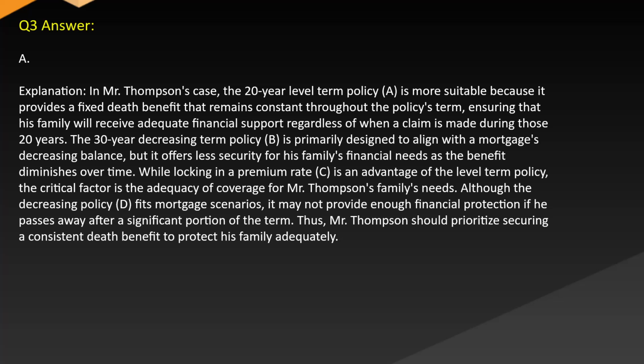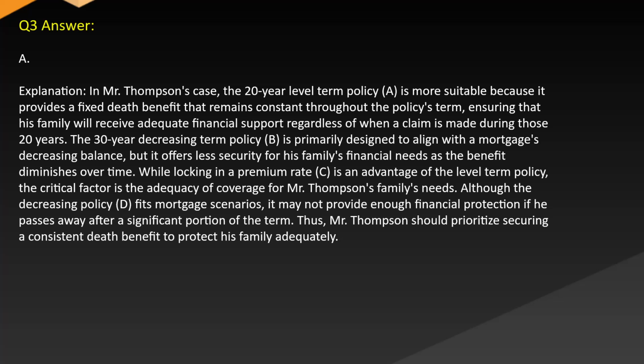Answer A. Explanation. In Mr. Thompson's case, the 20-year level term policy (A) is more suitable because it provides a fixed death benefit that remains constant throughout the policy's term, ensuring that his family will receive adequate financial support regardless of when a claim is made during those 20 years. The 30-year decreasing term policy (B) is primarily designed to align with a mortgage's decreasing balance, but it offers less security for his family's financial needs as the benefit diminishes over time. Locking in a premium rate (C) is an advantage of the level term policy.